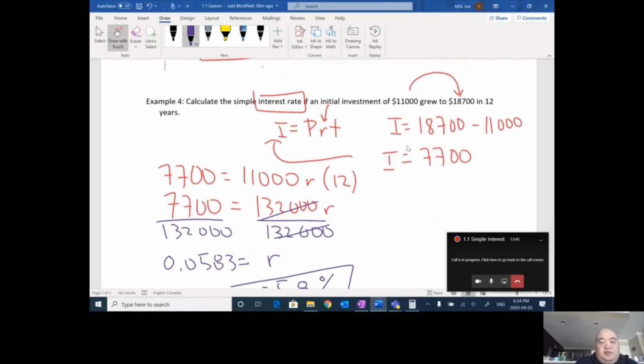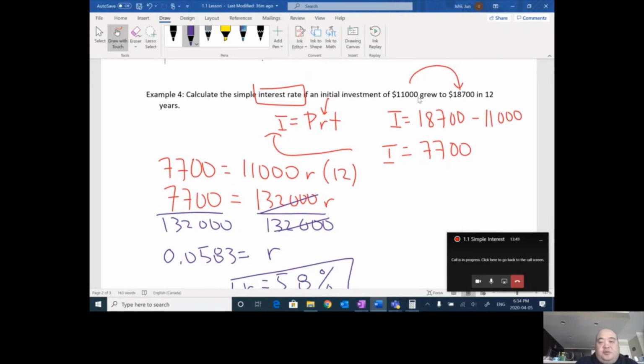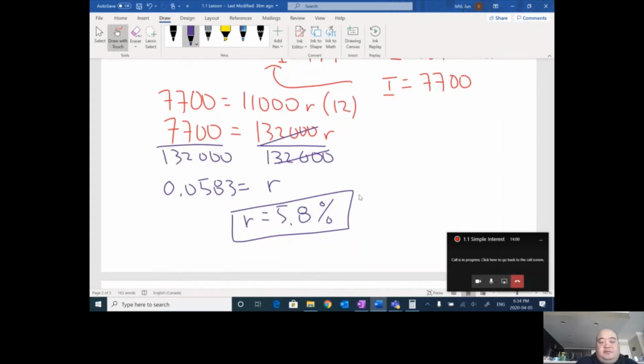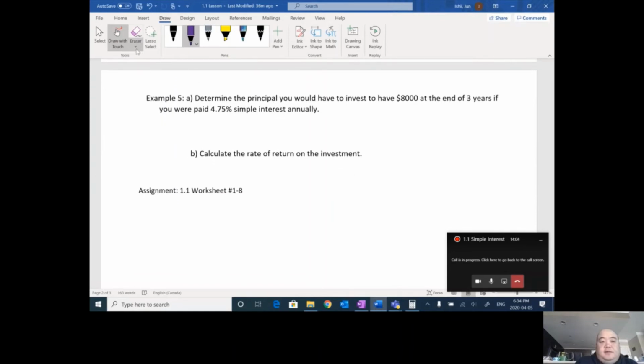All right, so this one here, 2 steps. We give you the principal, give you the final amount. So first thing we want to do is figure out the interest by subtracting it. Then we can use the formula here and plug in the 7,700 in for I, solve for R. All right. Next example.